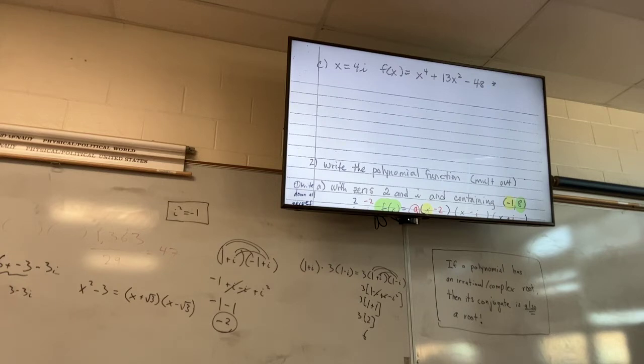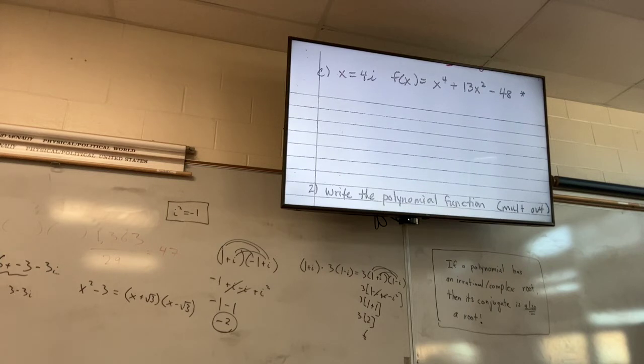All right, x equals 4i. So my 0 is x equals 4i. So what's a factor then? That tells me what is a factor. X minus 4i, right? X minus 4i is a factor. Okay. So let's divide f of x by my factor to give us a simpler polynomial to work with. We put 4i up in the crow's nest here, write out my coefficients, 1, 0, 13, negative 48.